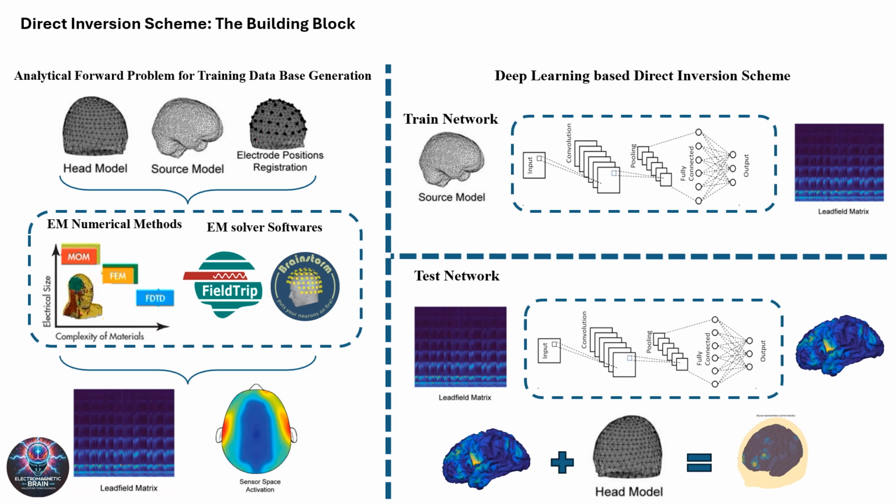Nevertheless, the direct inversion method remains a cornerstone in neuroelectromagnetic source imaging, laying the groundwork for more advanced techniques such as AI-based frameworks. It continues to be used in numerous applications, including brain-computer interfaces, functional brain mapping, and pre-surgical planning for epilepsy.